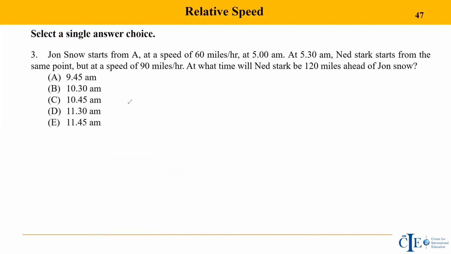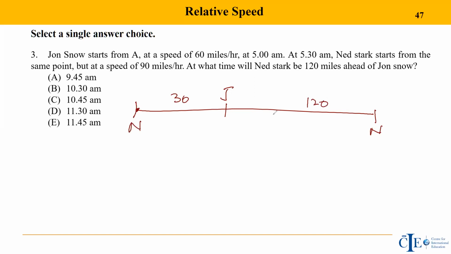So when Ned starts, say Joe is here. At the end, I want Ned to be somewhere here, which is 120. So he needs to first of all travel 30 miles plus another 120. So Ned has to cover a total distance of 30 plus 120. And let's say Joe is traveling at 60, Ned is traveling at 90.